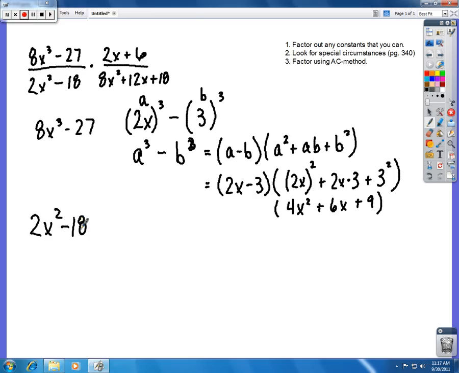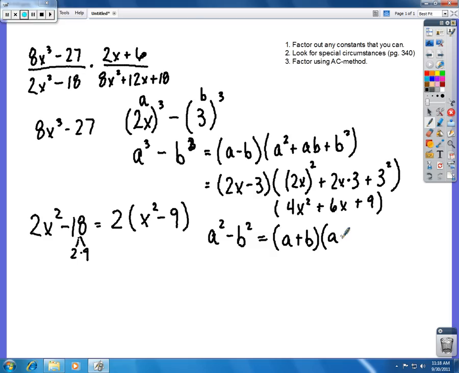Okay, and again, the first step that you look for is to factor out any constants that you have. Well, as it turns out, 2 goes into both the first term and the second term. Right, 18 you can break down to 2 times 9. So we can rewrite that as 2 times x squared minus 9. And now I'm going to look for any special circumstances. Well, x squared minus 9 is a difference of two squares. So the difference of squares formula, again I'm using a's and b's, your book uses x's and y's, says that a squared minus b squared is equal to a plus b times a minus b.